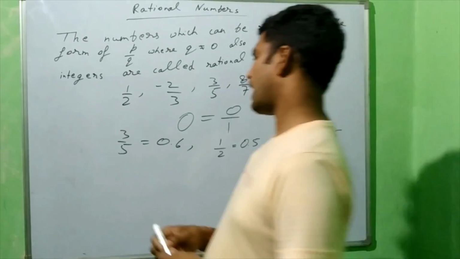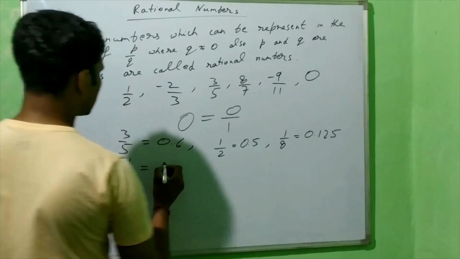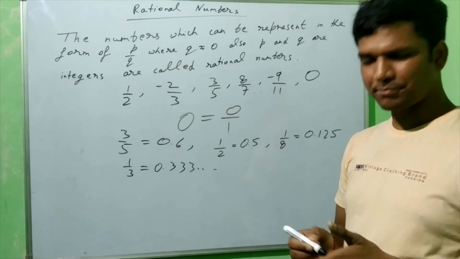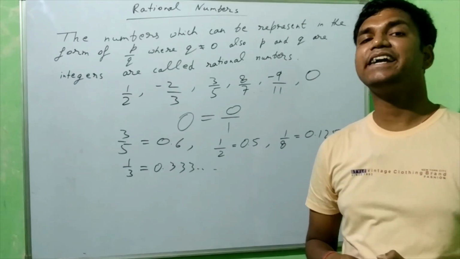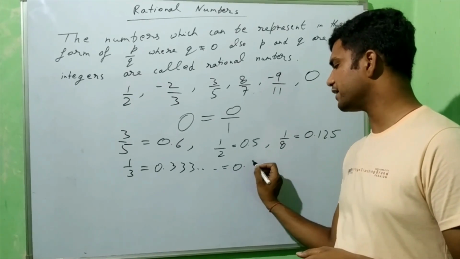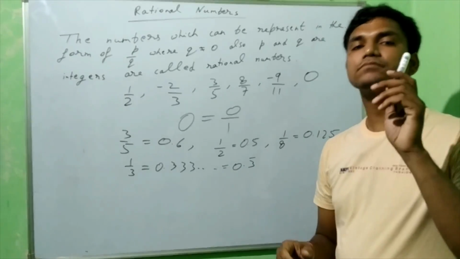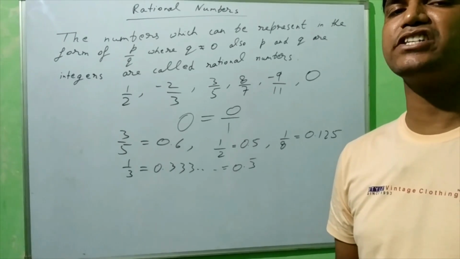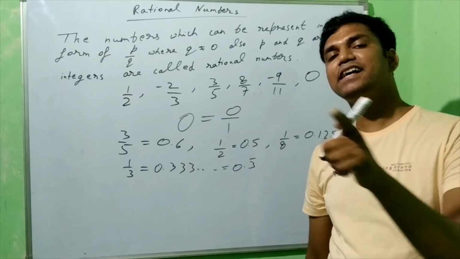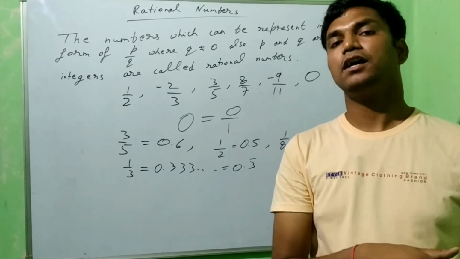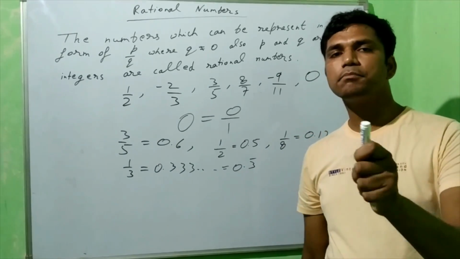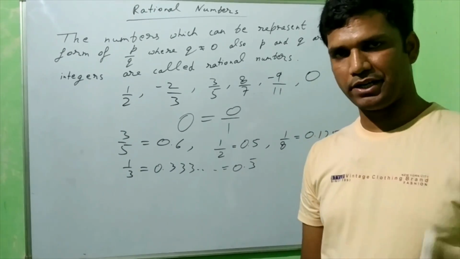But 1 upon 3 is equal to 0.333 and the 3 may be repeated infinite times. Yes, infinite times. So we will write it as 0.3 bar. It is a repeating decimal representation. So a rational number must be either terminating or repeating. But if it is non-terminating and non-repeating, then the number is an irrational number.